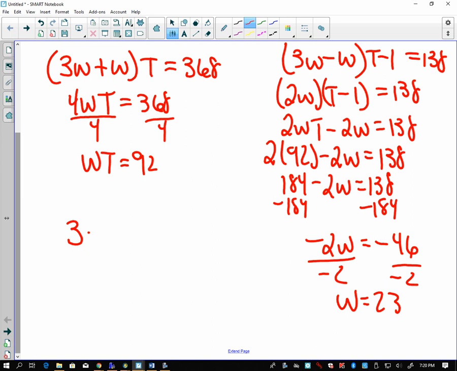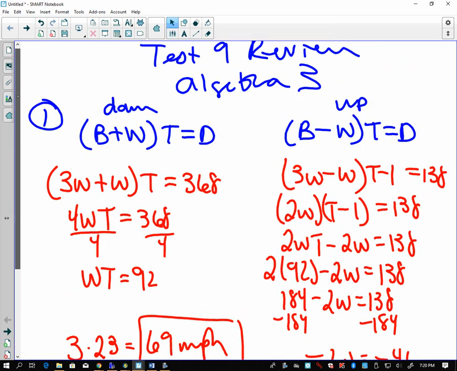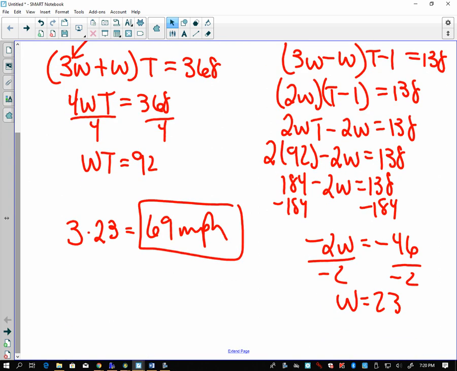Finally, we need to take 3 times 23, and 3 times 23 is 69, and we are in miles per hour, I believe. So this is our final answer. Not just W, but really what we want to know is what is this right here? What's the speed of the boat? So you're looking at it like that. Once I know W, I'll multiply it by whatever the factor of W is. All right. Number 2.